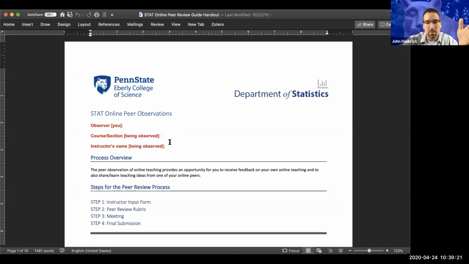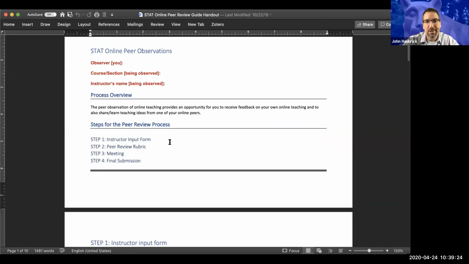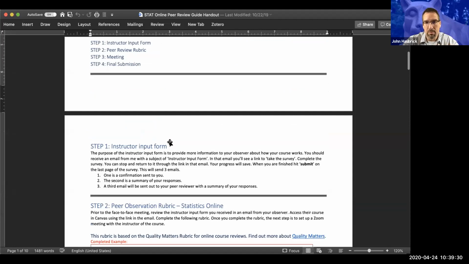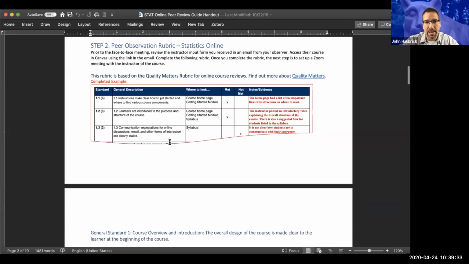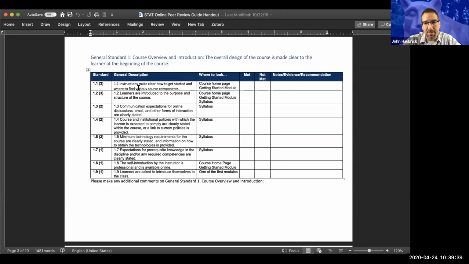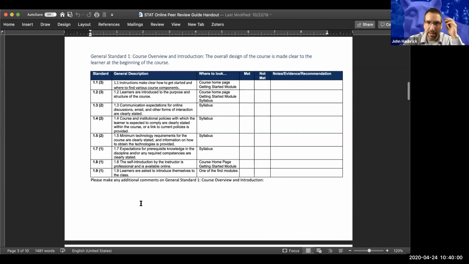Basically what would happen here is it gives the whole process I just explained to the instructor. I give an example of what it might look like to fill it out. And then the actual rubric is down here. A couple of things I did: I had the standards, I had the description, and I also added where you might look. Then the instructor simply puts an X for met or not met. And then I encourage them to put any notes, evidence, or recommendations over here, as well as an area below each block for any additional questions that they want to ask.